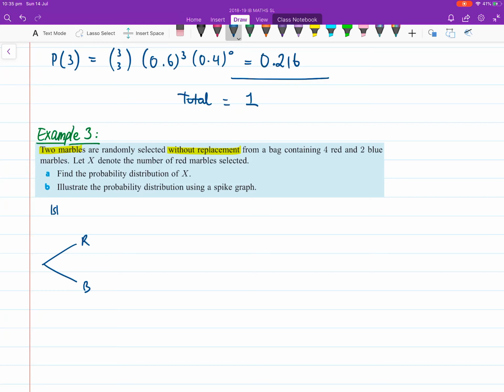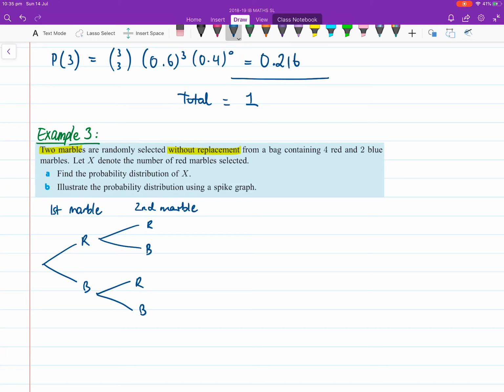Makes sense? Okay, so the first marble or first choice is like the first event. Then your second event is just choosing your second marble, right? So you could get red or blue, and you could get red or blue. But we should write in the probabilities along the branches.